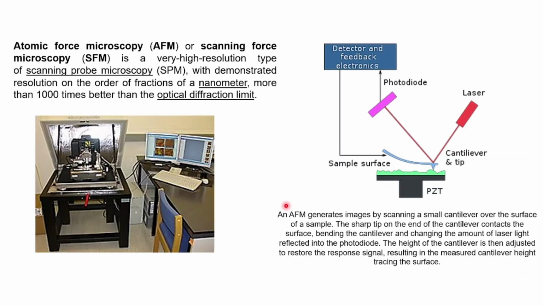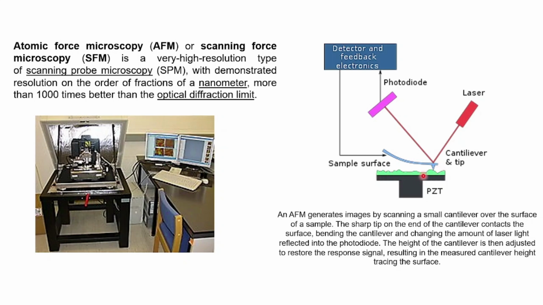The next option was atomic force microscopy, or scanning force microscopy. Atomic force microscopy has a cantilever, and this cantilever scans through the entire sample. If you have a cell sample or a bilayer sample, whatever sample you have, it scans through the entire sample. Basically the AFM generates images by scanning this small cantilever over the surface of the sample. This is the sample surface, and this is the sharp tip of the cantilever, which contacts the surface.